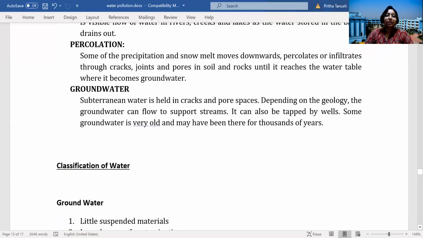So groundwater, subterranean water, is held in cracks and pore spaces. Depending on the geology, the groundwater can flow to support streams.